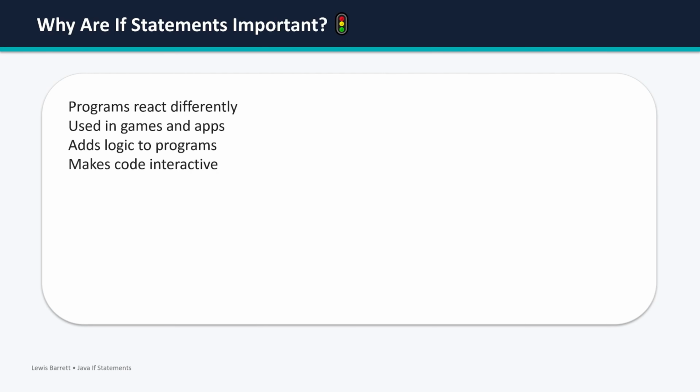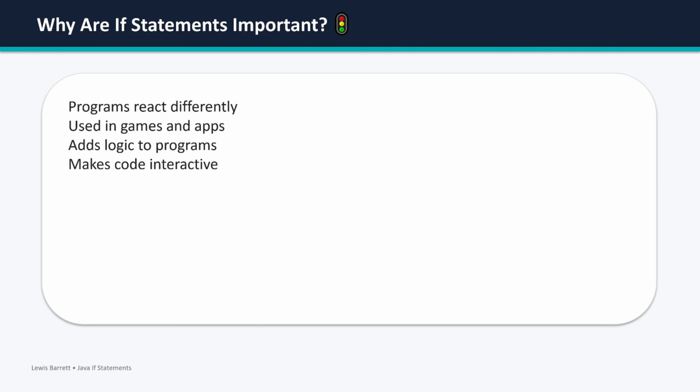So, why are they important? If statements are extremely important because they allow programs to react differently in different situations. Without decision making, programs would feel very repetitive and limited because every user would always receive the exact same outcome. Imagine a game where enemies never react, scores never change, and your choices don't matter. Sounds pretty boring, doesn't it?